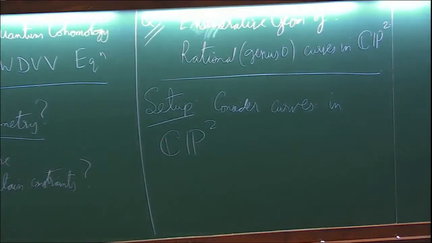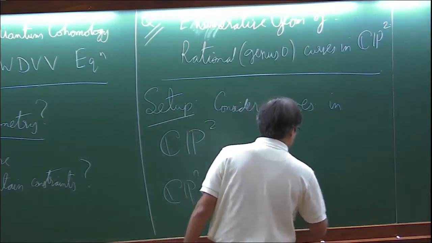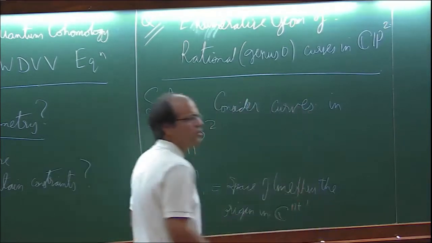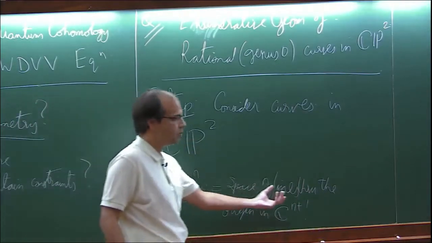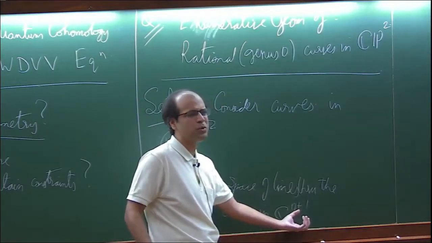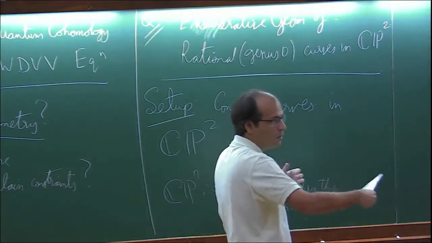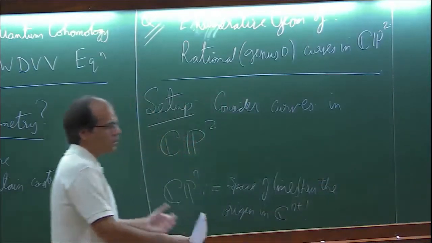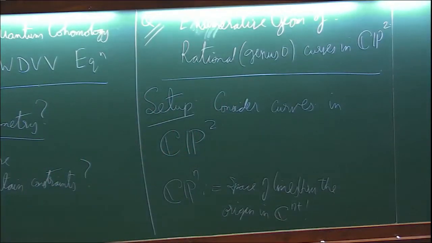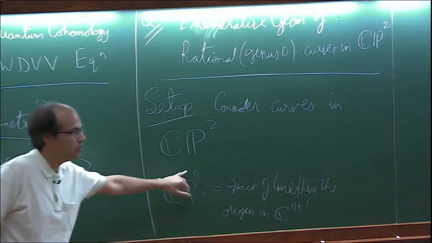So what is CP2? I am sure everyone knows this, but CPN in general is the space of lines through the origin in CN. There are lots of ways to think about this. You can think of this as C^(N+1) minus the origin, quotiented out by the C-star action, that is, quotiented up to scaling. So this can be thought of as equivalence classes of N+1 complex numbers, not all equal to 0, where two things are said to be equivalent if you multiply all the N+1 numbers by a complex number. Equivalently, you can think of this as S^(2N+1) quotiented out by S^1, etc. Similarly, a definition of RPN is also similar. This is a complex manifold of complex dimension N.